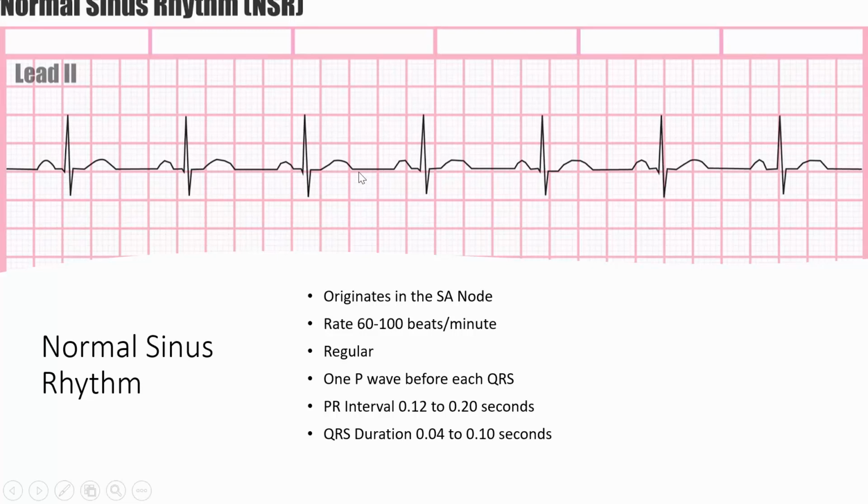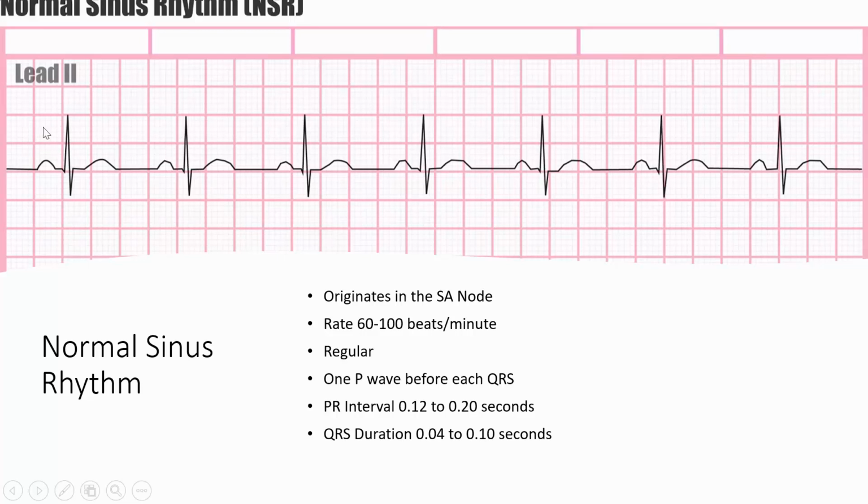We already did our rate up here. But let's analyze everything else. Again, we did rate, so now we want to see if it's regular or not. So we would measure R to R. We would measure from this R to this R and compare it to this R to this one, from this one to this one, this one to this one, to this one, to this one. And what we would find is that they're consistently the same. So this is regular. And then we're going to look at our P waves.